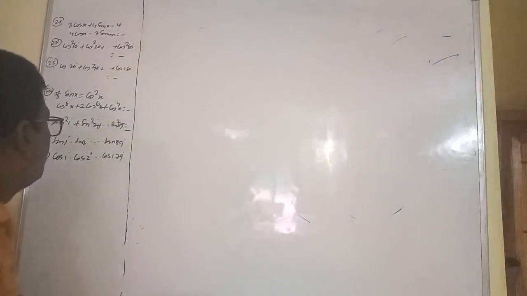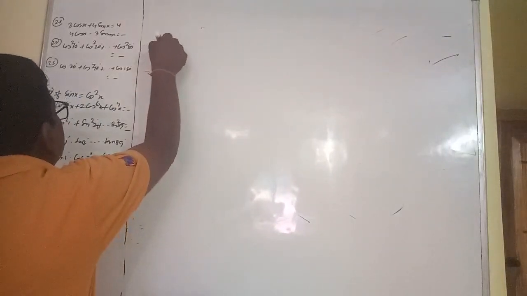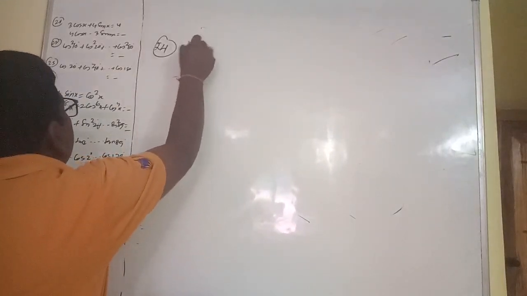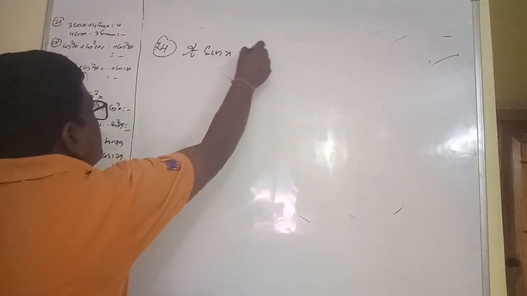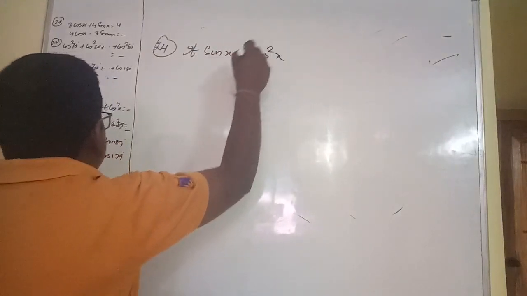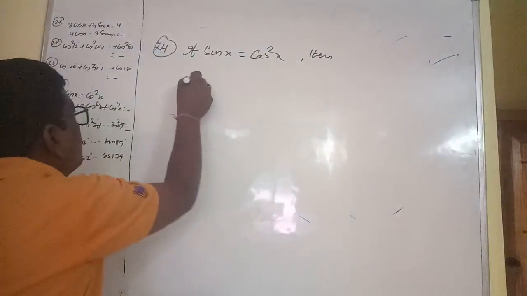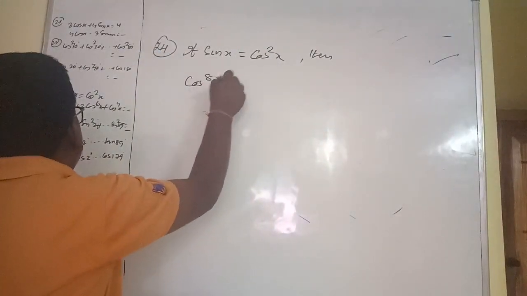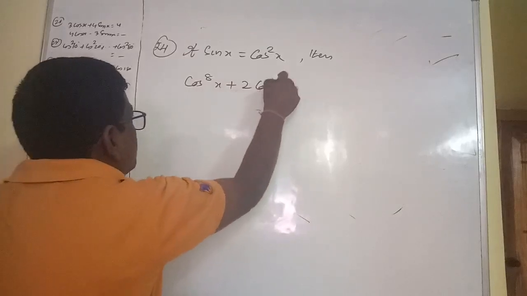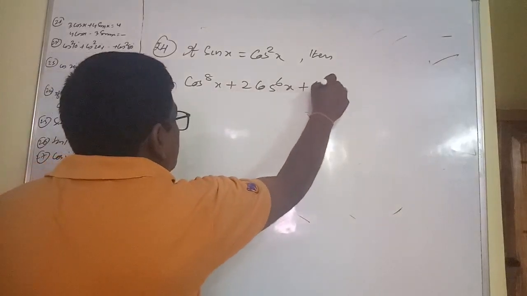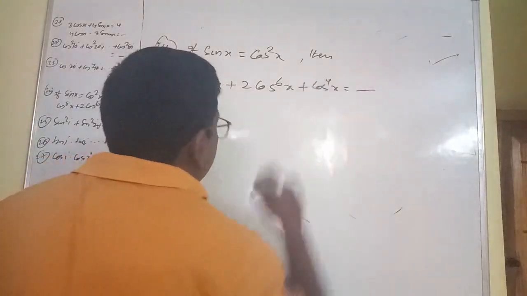Question number 24. If sin x is equal to cos square x, then cos 8x plus 2 cos 6x plus cos 4x is equal to dash. Where is the question?